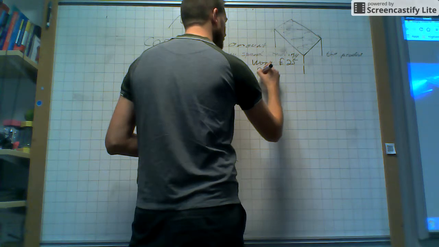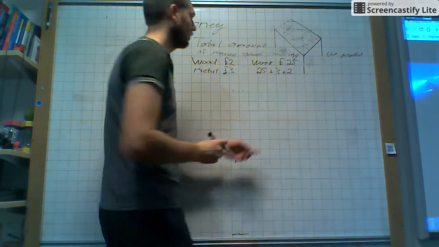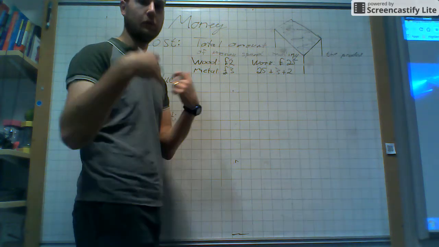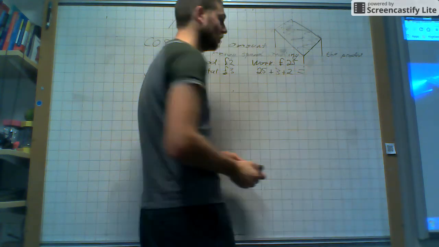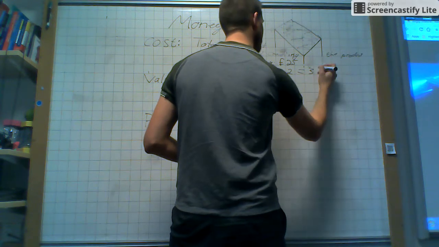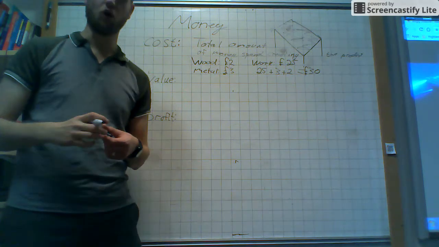Very good. So that means that this table's cost, how much it costs to make in total, would be 25 add 3 add 2, because we take the work it takes, add it to the metal, and add it to the wood, and then we have the total cost of how much it costs. So this table would have a total cost of £30. That's how much it would cost to make it.